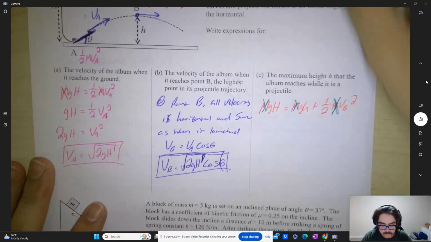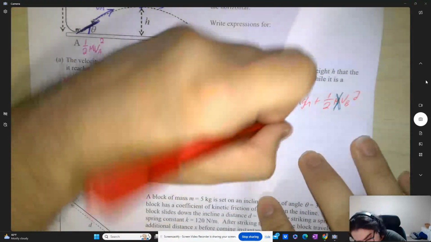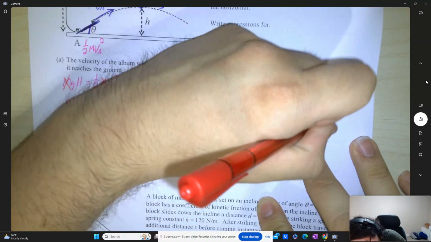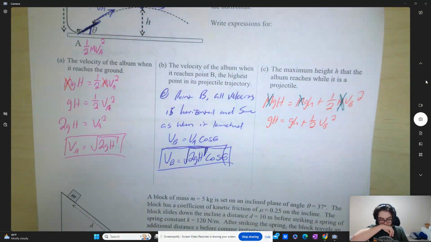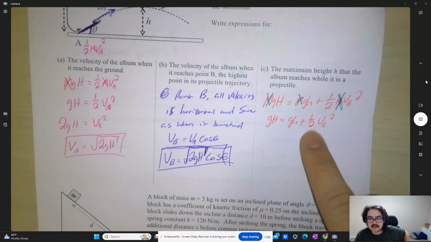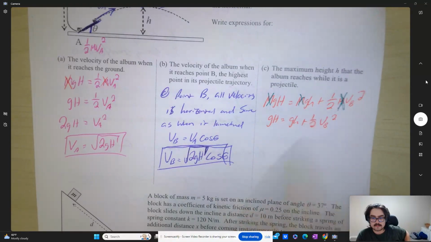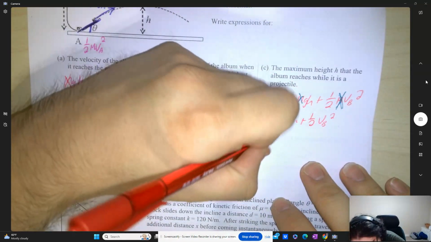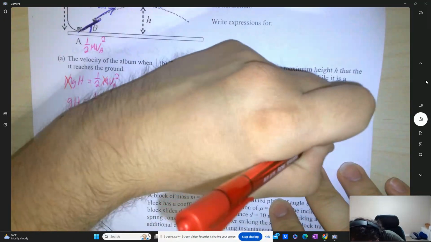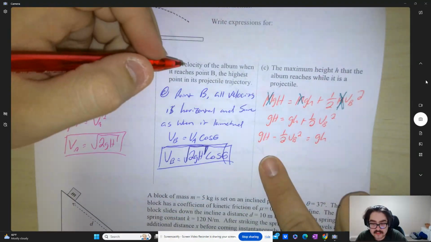Okay, so you end up getting this expression right here, which is just capital G H equals lowercase g h plus 1/2 V sub B squared. I want to get the little h, so all I've got to do is get that by itself. I'm contemplating whether it would be easier to move things around first and then substitute the V sub B back in. So I'm going to move this to the other side as G H minus 1/2 V sub B squared equals g sub h, and then I can move that to the other side here.